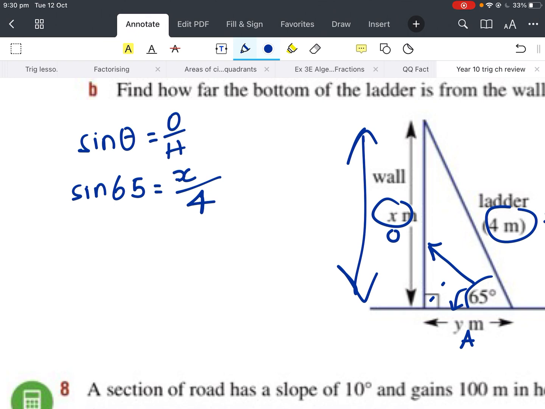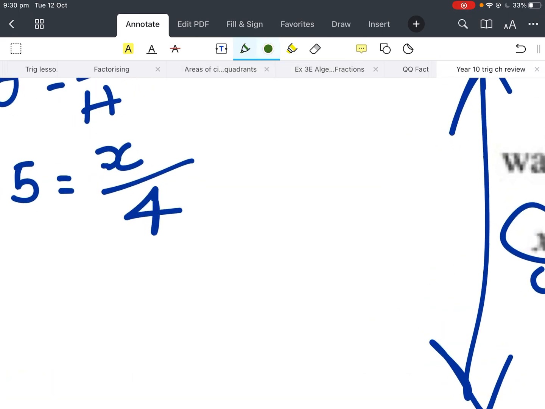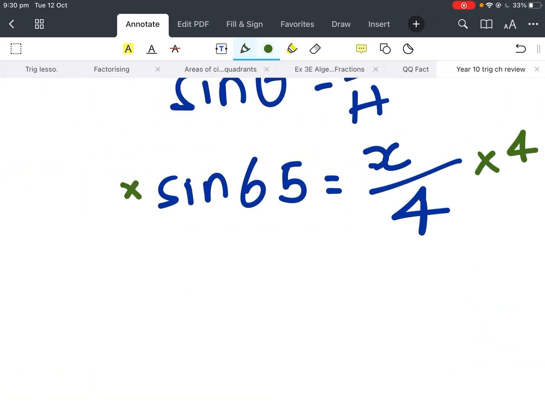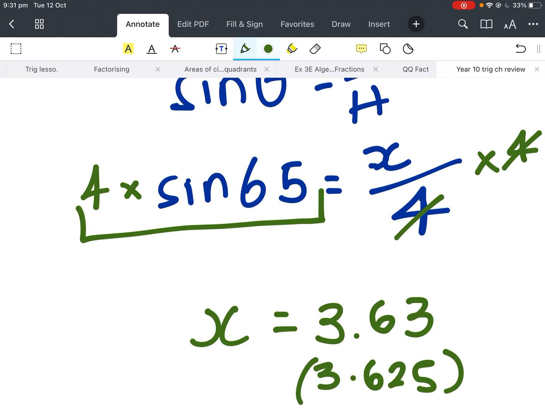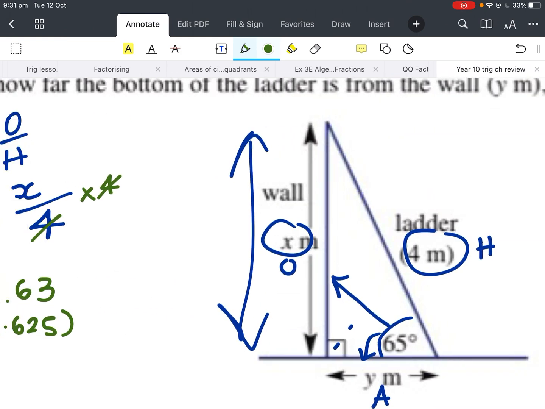So using our knowledge of equations, we need to get rid of the divided by 4. So I am going to times both sides by 4. That gets rid of that 4 for me. All I need to do now is this on my calculator, 4 times sin 65, and I get 3.625. So to 2 decimal places, the 5 rounds that 2 at the end. So it rounds it up to 3.63. And don't forget, if there are some units, there's some meters. Don't forget to put some meters in.